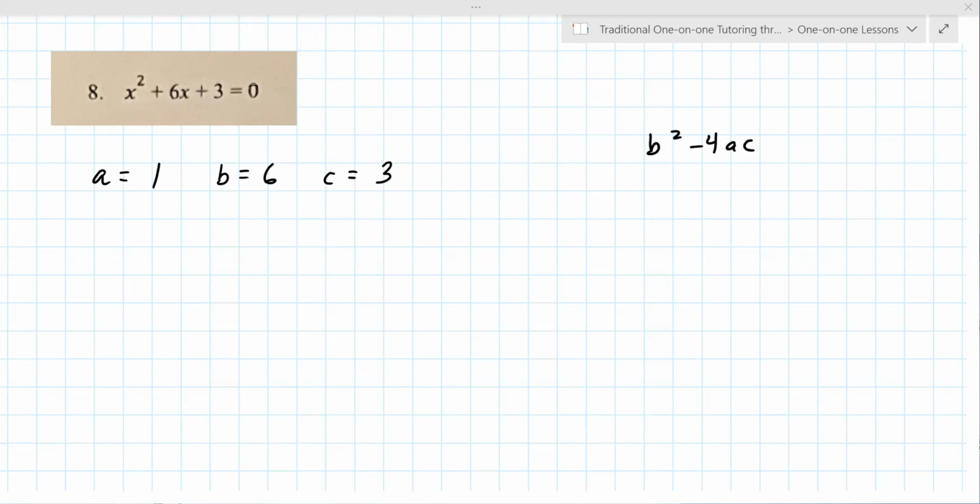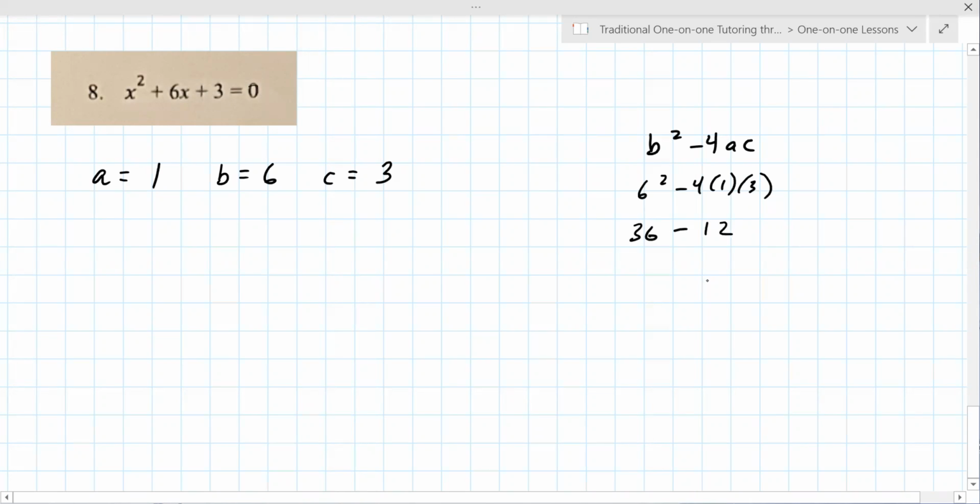Do you have an answer for me? Okay. So for that, it's 6 squared minus 4 times A, which is 1, and C, which is 3. 6 squared is 36, and then 4 times 1 times 3 is 12, so it equals 22. 24. Oh, sorry about that, 24.